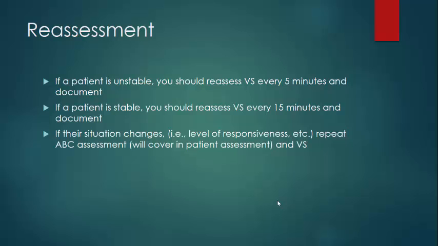Anytime a situation changes, they go unresponsive, then you're going to repeat your initial assessment, what we call the ABCs. We will cover that in patient assessment, as well as repeat their vital signs. Maybe something changed. If somebody's talking to me and all of a sudden goes unresponsive, first thing I'm going to do is check that pulse and make sure they didn't die on me, rather than taking a blood pressure and taking that time to find out, oops, they're dead.